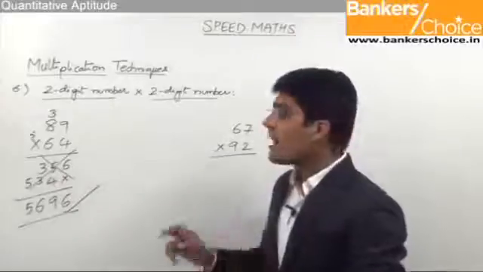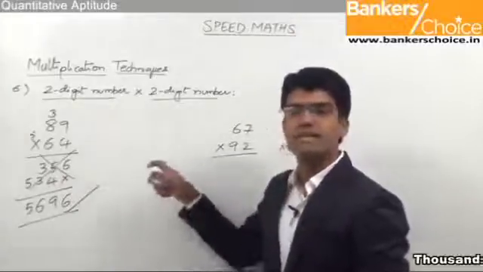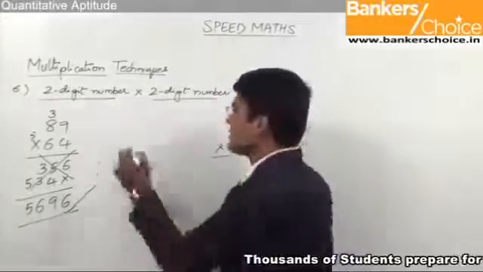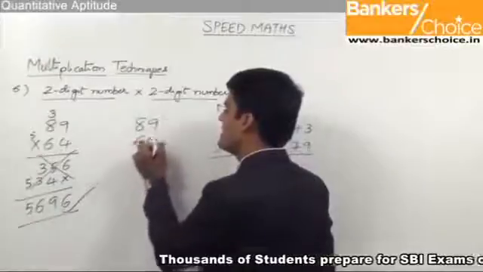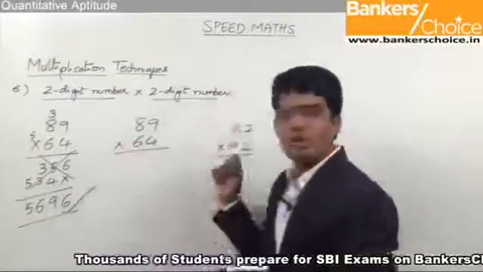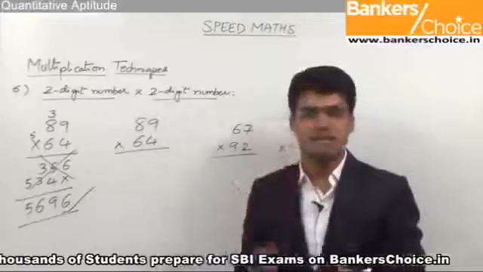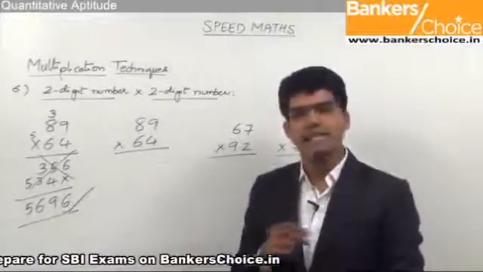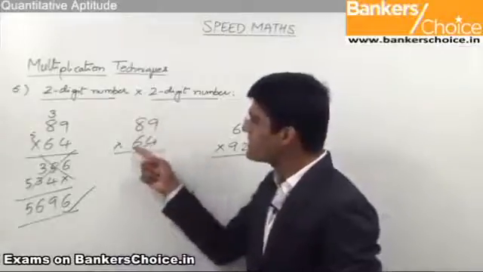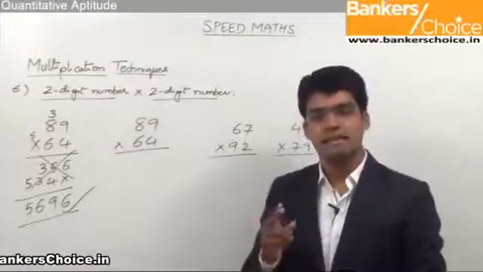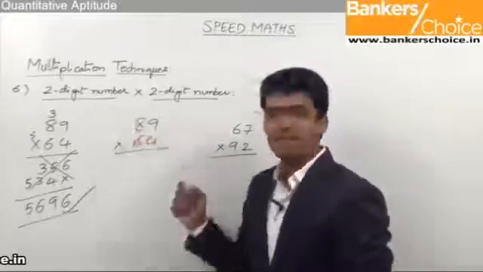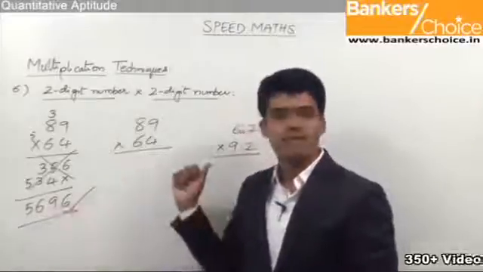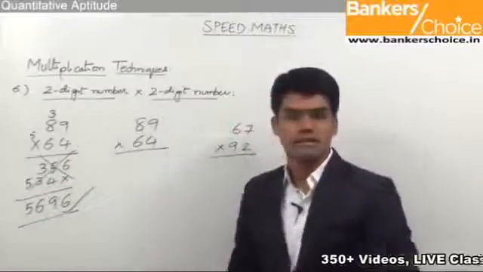So let us understand how to multiply two such numbers like 89 and 64 without writing these many steps on paper. Now the two numbers here are 89 and 64. Multiplication of these two numbers in this technique involves three steps. The first step is to multiply both the units places. Second step is cross multiplication of units places and tens places. And the third step is to multiply the tens places. Now in these three steps, we can directly write down the answer 5696 without writing all the intermediate steps.